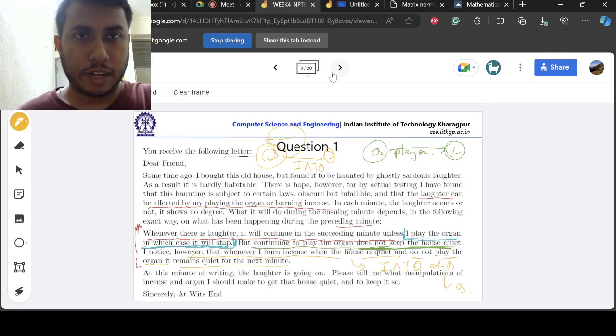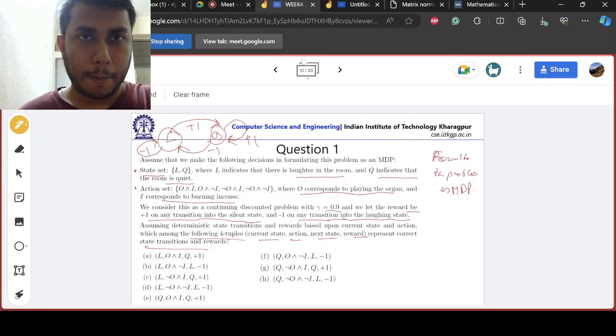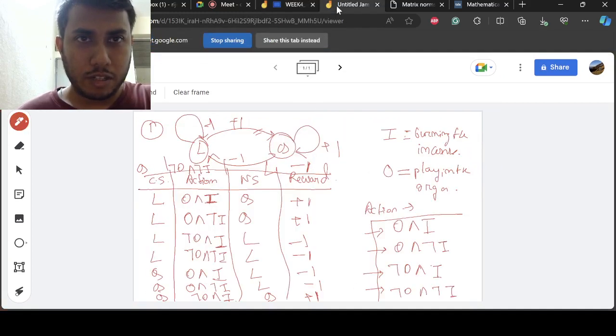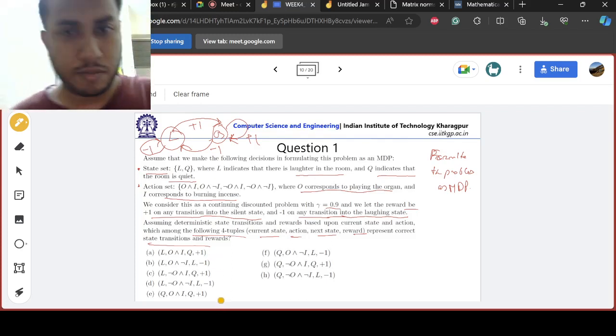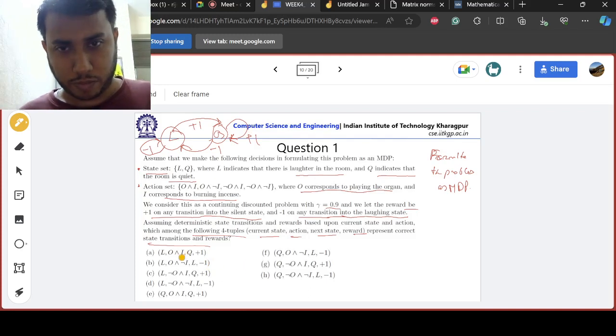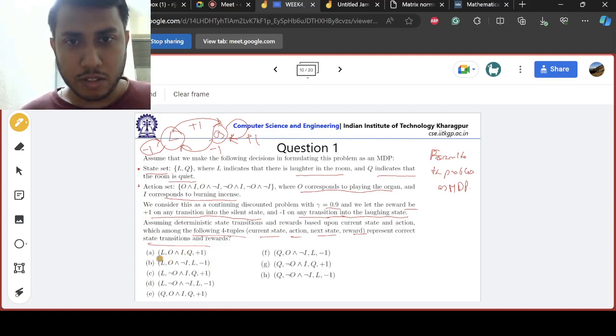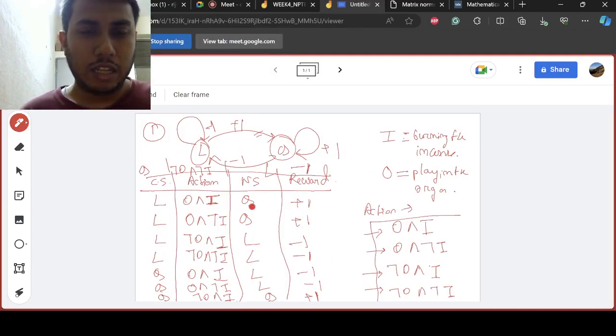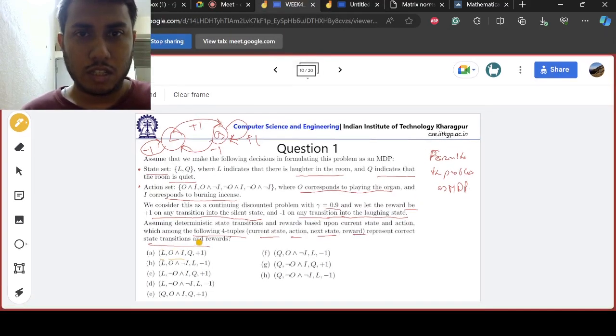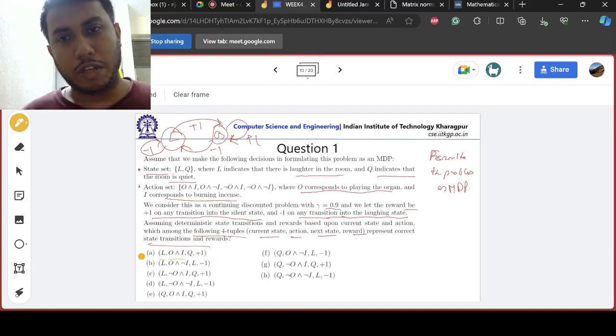So which of the transitions are correct? These are all the transitions given. We'll go through them one by one and check if each is correct or not. The first one is L, O and I. What is L, O and I? Next state is Q and reward is +1. What is given here? Next state is Q and the reward is +1. Right, so this one is correct.